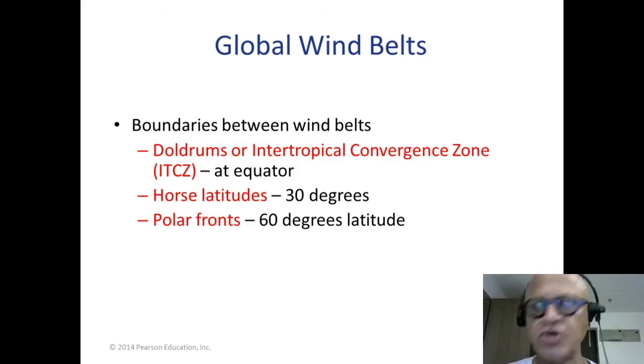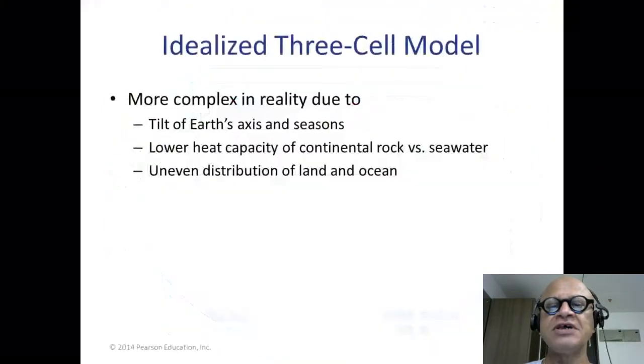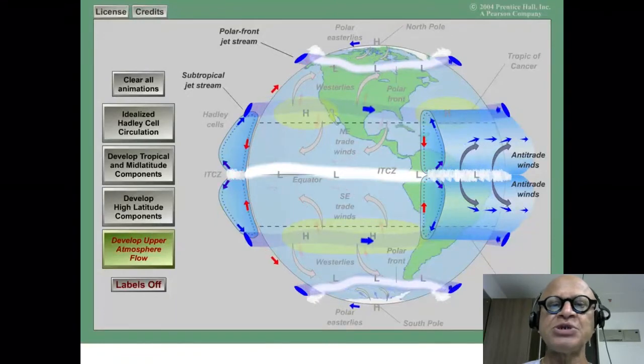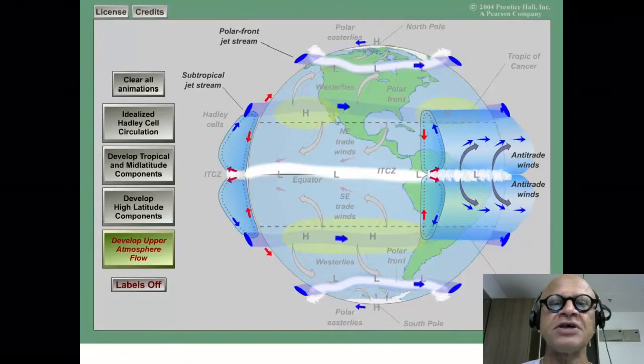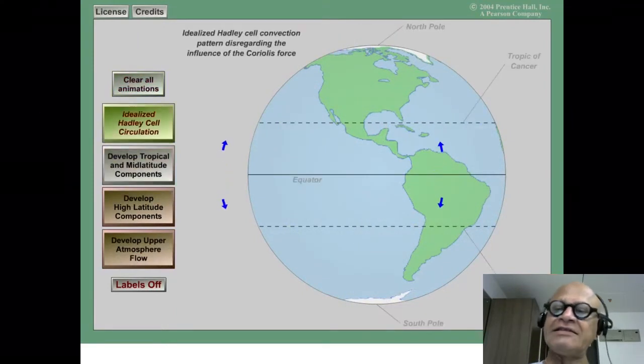Okay, so we are going to continue and do this animation. So we've been looking at the winds and the pressure centers and the three cell structure. So this animation, I hope it works. I'm doing it as a screen capture. So let me clear all of that and start with the idealized Hadley cell.